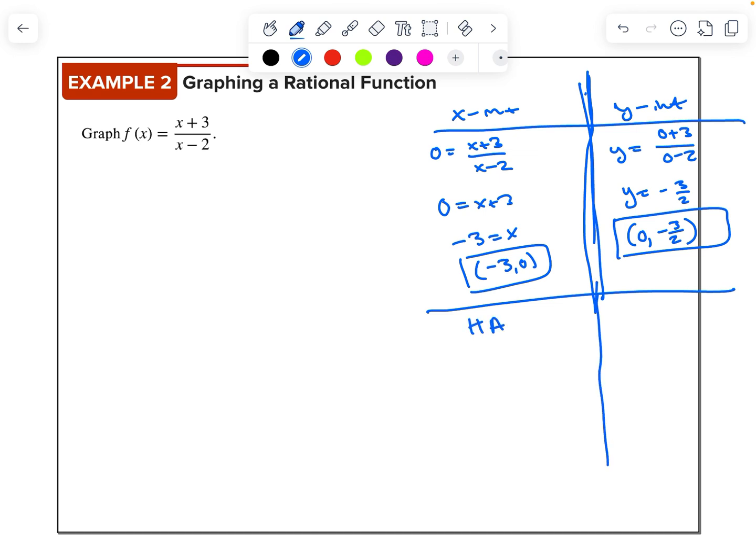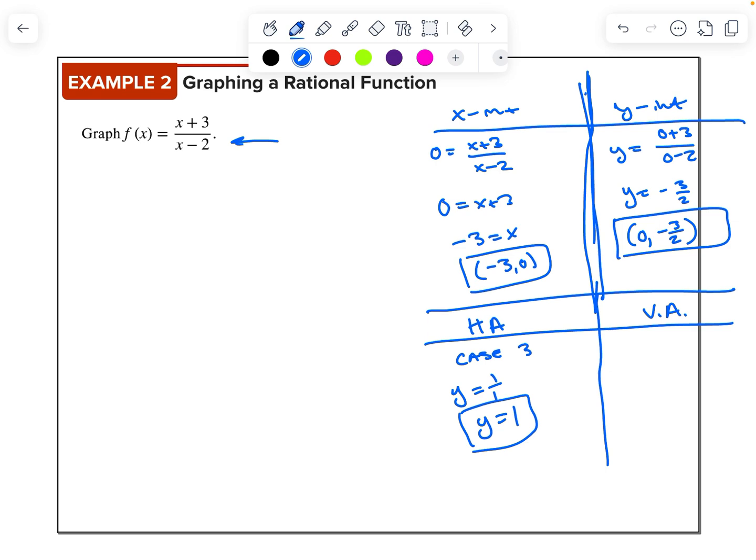Horizontal asymptote, remember that's the three cases. We have case 1, case 2, case 3. This one falls under case 3, where the degrees are the same. The degree of the top and bottom are the same, and so my horizontal asymptote is going to be a ratio of the coefficients, so 1 over 1. So then my horizontal asymptote is going to be y equals 1 over 1, which is the same thing as y equals 1. That's your horizontal asymptote.